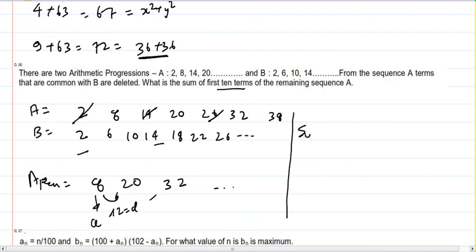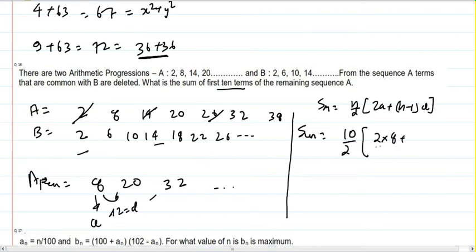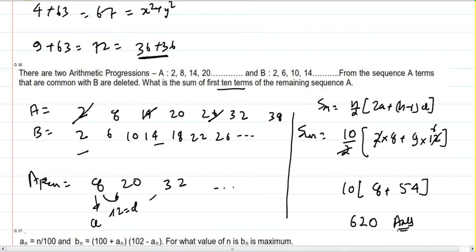So for 10 terms, the sum will look like n by 2 times (2a plus (n minus 1)d). That is the formula for sum. So first 10 terms, 10 by 2, 2a. What is a? 8. How many terms? 10. 10 minus 1, 9. What is the common difference? 12. My job is done. I can take out this 2 and cancel it with this. I've got 6 here. So I've got 10 bracket 8 plus 54. That is 62. 620 is your answer.